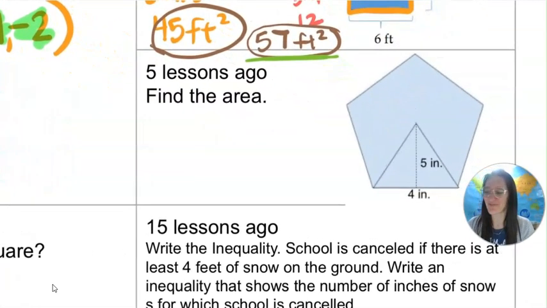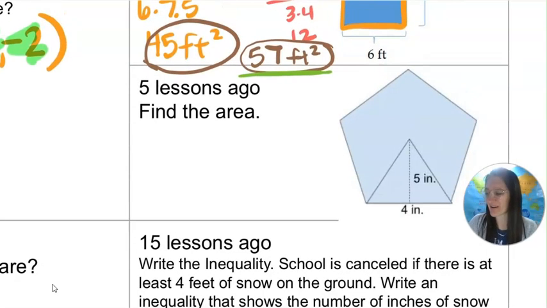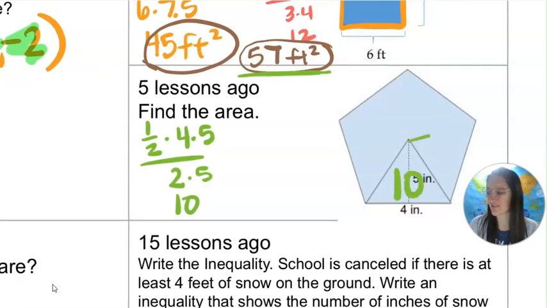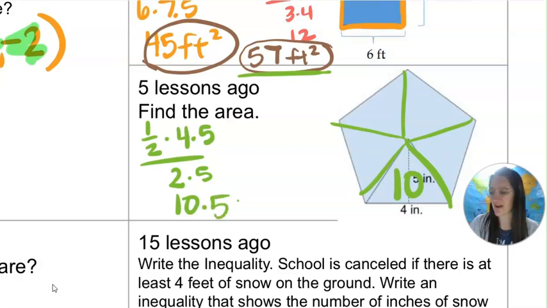Okay, ooh, we got another regular polygon. Hopefully by now you're like, triangle. 1/2 base times height. Half of 4 is 2. 2 times 5 is 10. That is just for that triangle. There are a total of 5 triangles. So I'm going to times by 5 and get 50 inches squared.